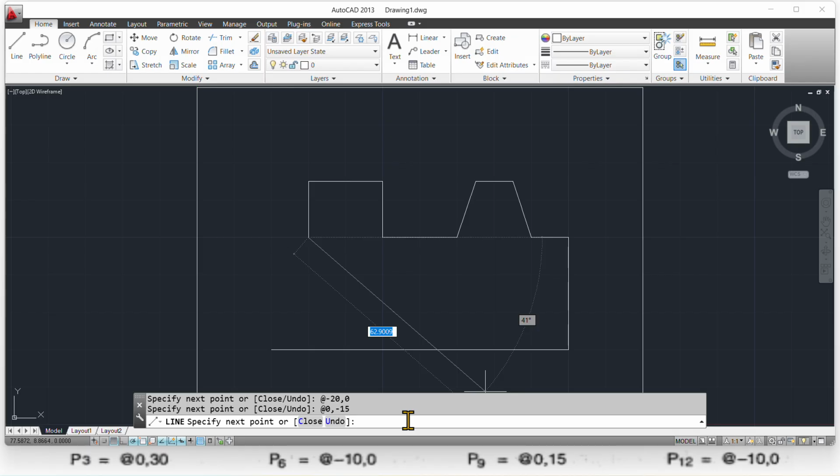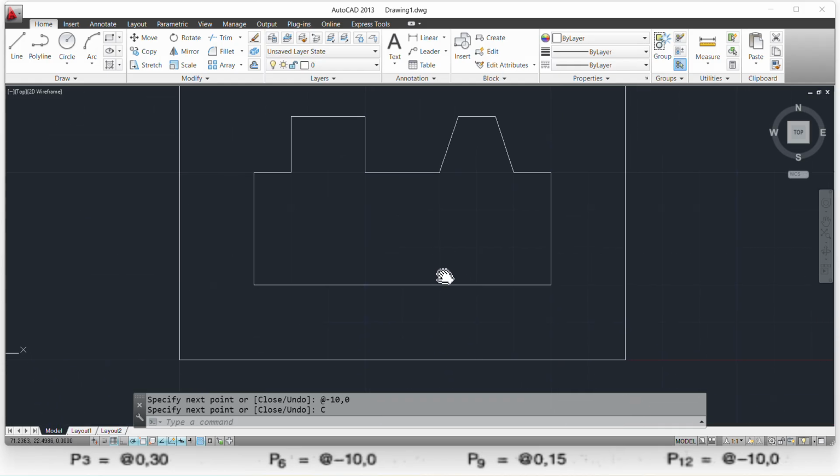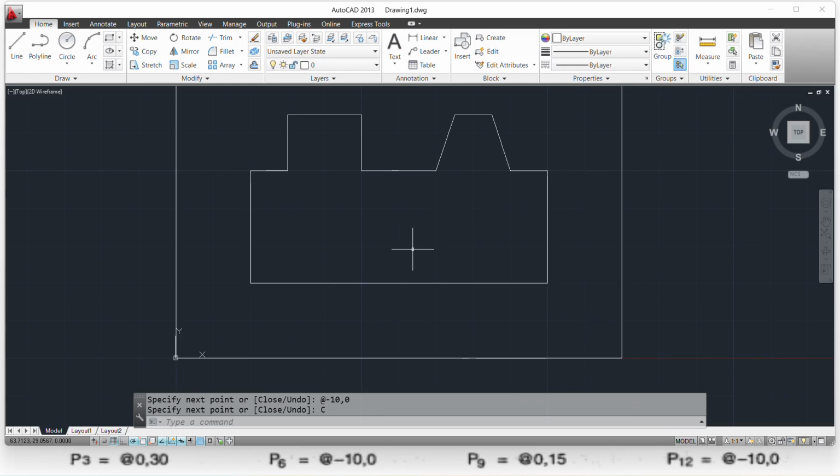For the 12th point, we are moving only in the negative x direction, with no y movement, so @-10,0. Then for the final point, we need to close this diagram. So we simply click on close so that it completes our diagram. This is how we can finish our relative coordinate method.